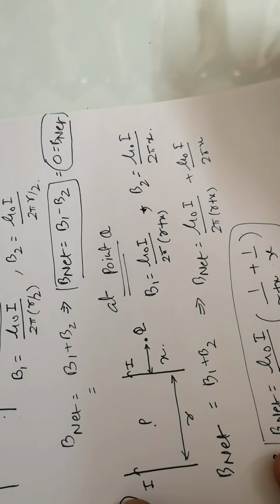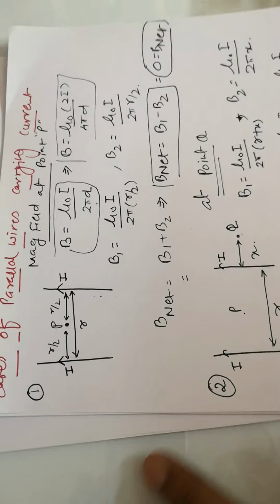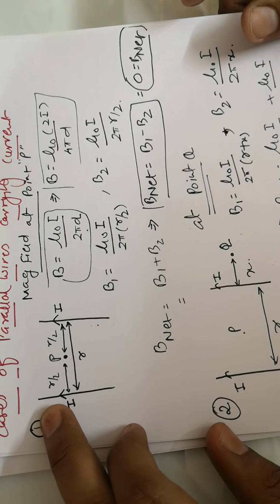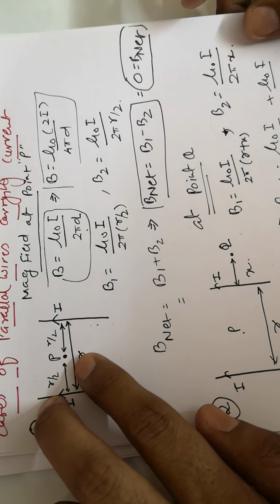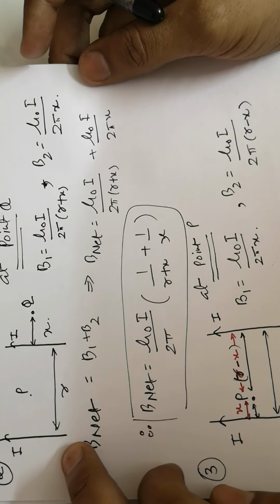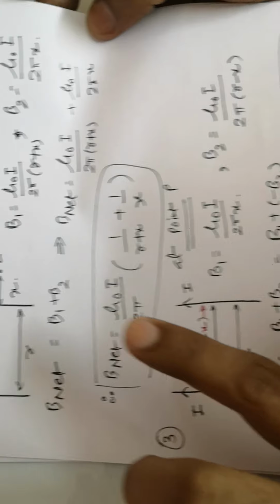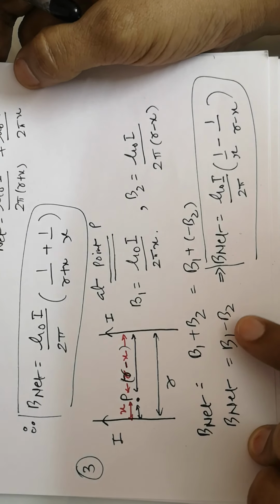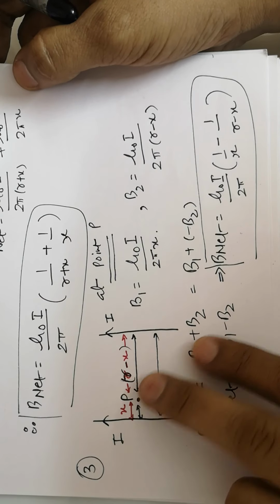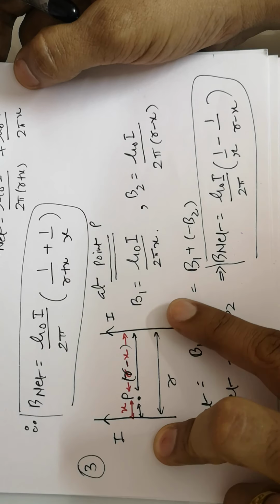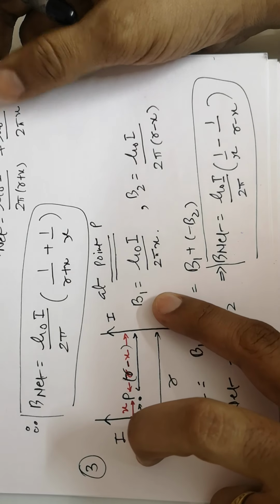So such three cases I have just shown you. In case number one, the current is in the same direction and we found the magnetic field at the midpoint. Then the currents are in the same direction but the magnetic field is at the outside point Q. And thus I have just mentioned the case of an unequal point, where you have asymmetric distances, and the currents are in the same direction.